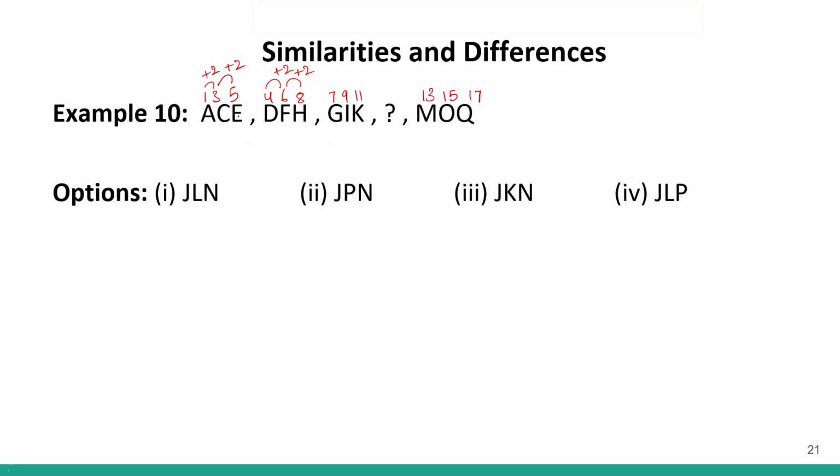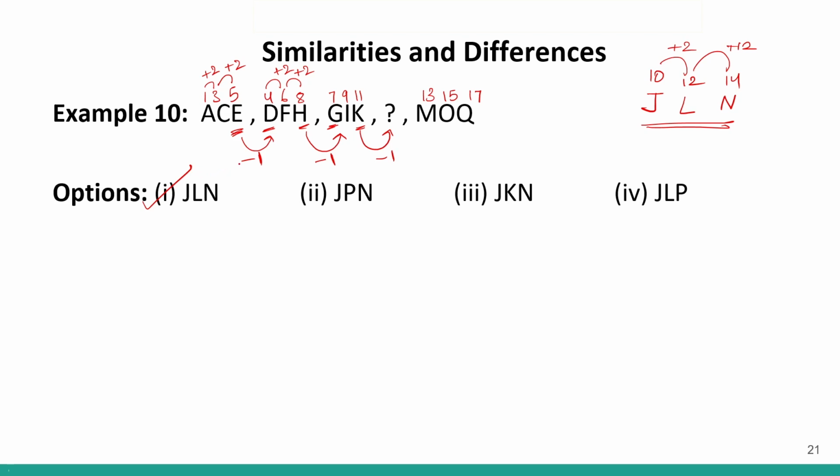Now, if you see, this is the 5th rank and this is the 4th rank. Here we go minus 1. This is the 8th rank and this is the 7th rank. Here we go minus 1. So from the last letter, we are going minus 1 to get the first letter of the next term. If this is 11, we'll go minus 1, which gives us the 10th position. Then we'll jump 2 and 2, so we'll get the 12th position and 14th position. At the 10th position, we have J, then we have L, and then we have N. So our answer will be J, L, N, which is option number 1.